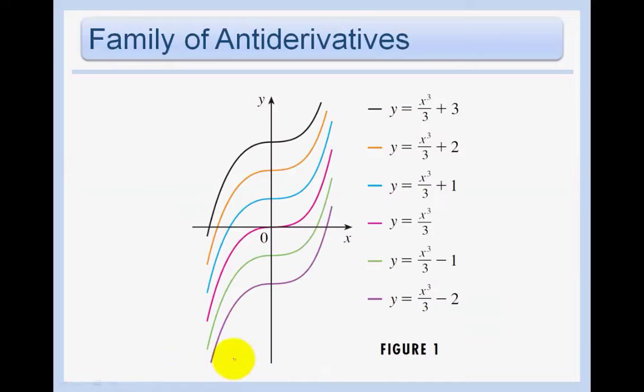That brings us to the next slide, which says that if you go and take the antiderivative of f of x equals x squared, you actually produce a family of antiderivatives. In other words, we get the antiderivative equals 1/3 x cubed plus some constant c.